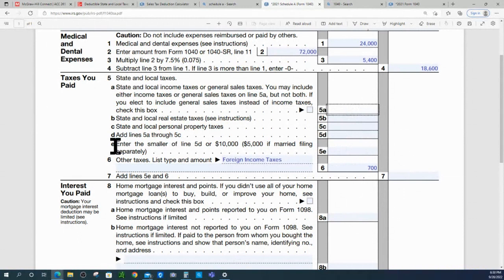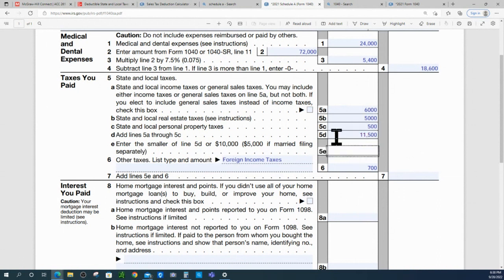All right, so how would this look? Also, I forgot to mention, this is really important. All of these taxes included in lines 5A through E are limited to $10,000. So you cannot claim more than $10,000 total. Let's just say we had state and local income taxes that we paid of $6,000. We had real estate taxes of $5,000. Personal property taxes, $500. We're going to add all of that together. That's $11,500.